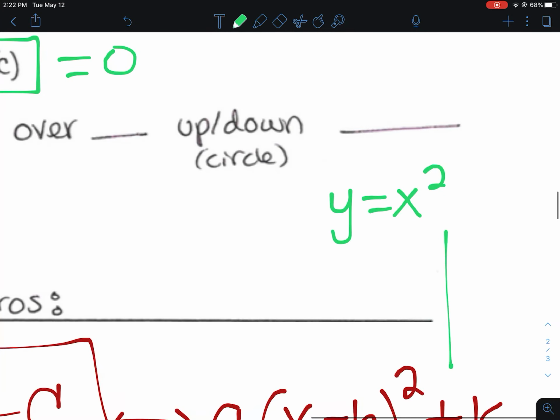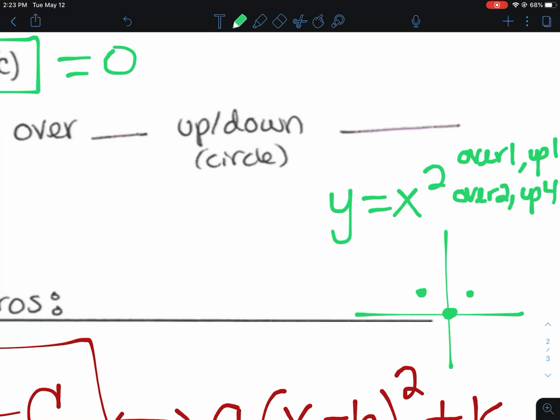Now remember with a parabola, if I just have y equals x squared, the center point is (0, 0), and in a normal parabola we go over 1 and up 1 space, over 1 and up 1 space, because when x is 1, y is 1. 1 squared is 1. We also go over 2 and up 4, because 2 squared is 4. When x is 2, y is 4. So over 2, up 4, over 2, up 4. You get your standard parabola, okay?